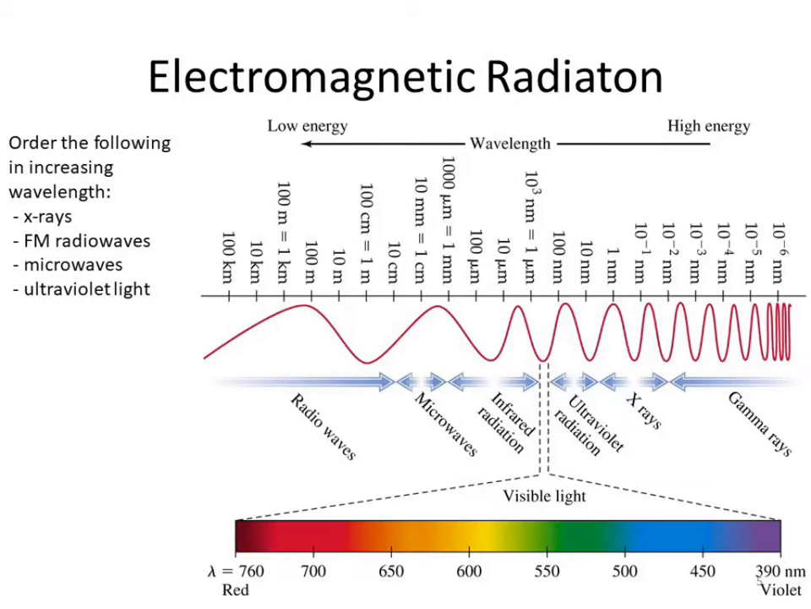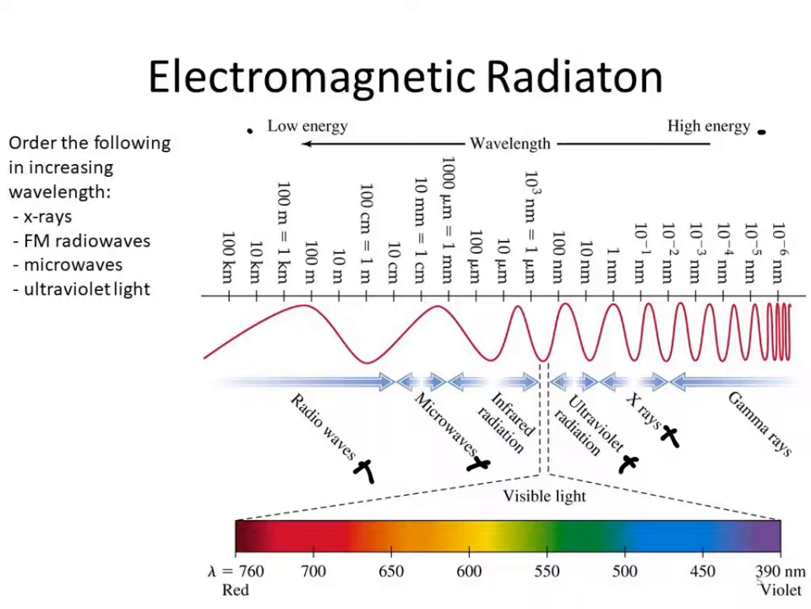All right, so here's some actual numbers. This is to order the following in an increasing wavelength. So smallest wavelength to largest wavelength. So when I look here, small wavelength is over here for our high energy, and big wavelength is over here for low energy. All right, so X-rays, so this is one of our items. FM radio waves, so radio waves, microwaves, and UV light.